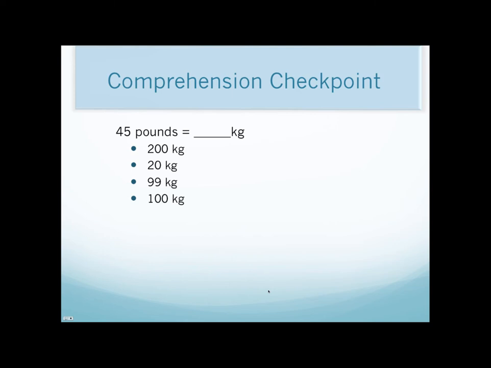Just to make sure you know how to do this, I'd like you to convert 45 pounds into kilograms. So 45 pounds times 1 kilo over 2.2 pounds. I have pounds in my numerator, pounds in my denominator, so they cancel out. So 45 pounds is equal to about 20 kilograms.